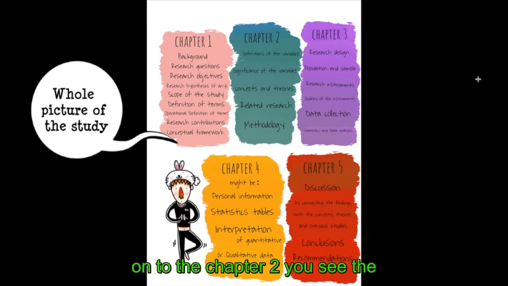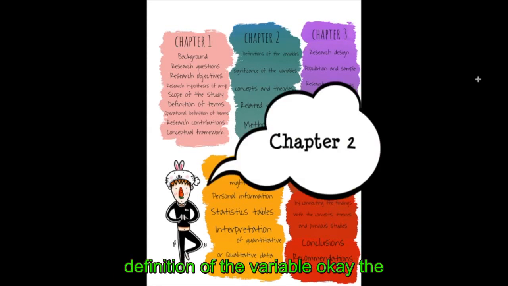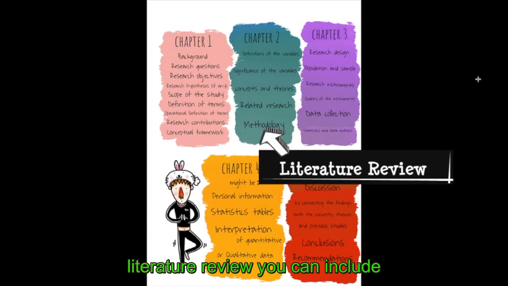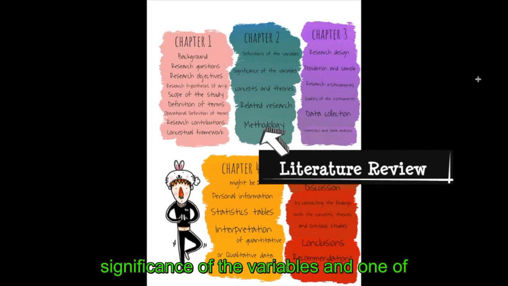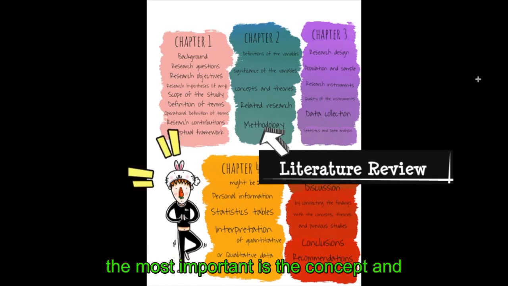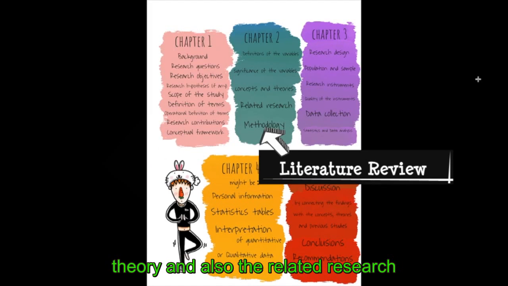Next, move on to chapter 2. You see the definition of variables. Okay, chapter 2 is the literature review. You can include the definition of the variables, the significance of the variables, and one of the most important, the concepts and theories, and also the related research.